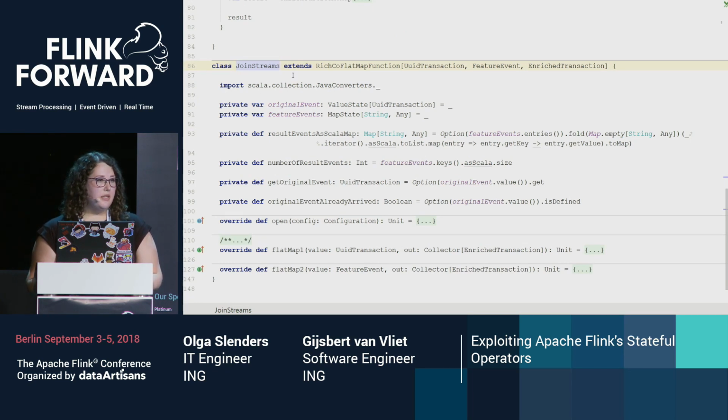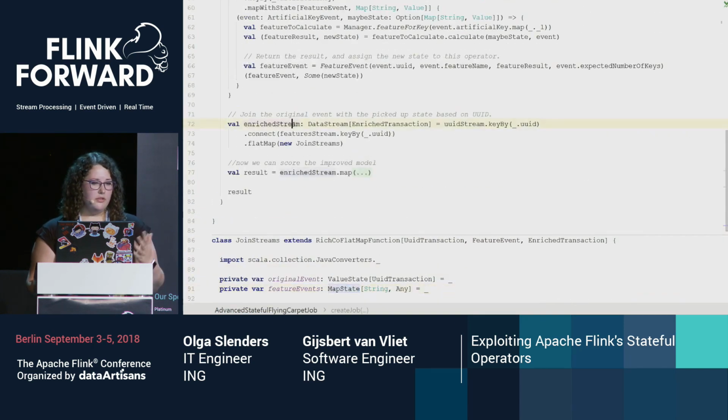The only big difference here is there is one original event still, but there are multiple feature events arriving there. So the state is not a value state anymore, but a map state. Here we keep the list until we have received everything that we need to produce the fully enriched event. We know that by comparing the number of the feature events and the amount of expected keys and expected features. If we have received everything that we need, we produce the event, and then we collect it, and then we are done. So again, this enriched stream goes into the map and is scored.